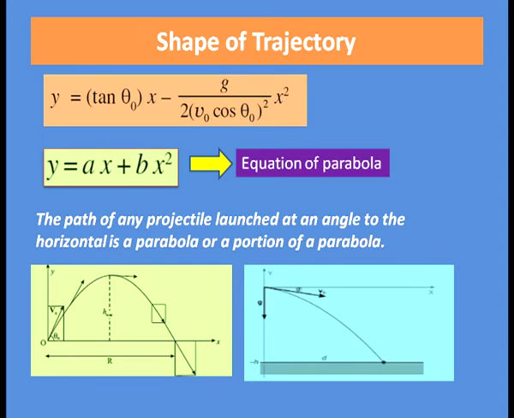And this equation y equal to ax plus bx square is an equation of parabola. So now we can say that the equation of trajectory is an equation of parabola. Hence, the shape of trajectory is parabolic. Hence, the path of any projectile launched at an angle to the horizontal is a parabola or a portion of parabola. Now, let us summarize what we have discussed today.